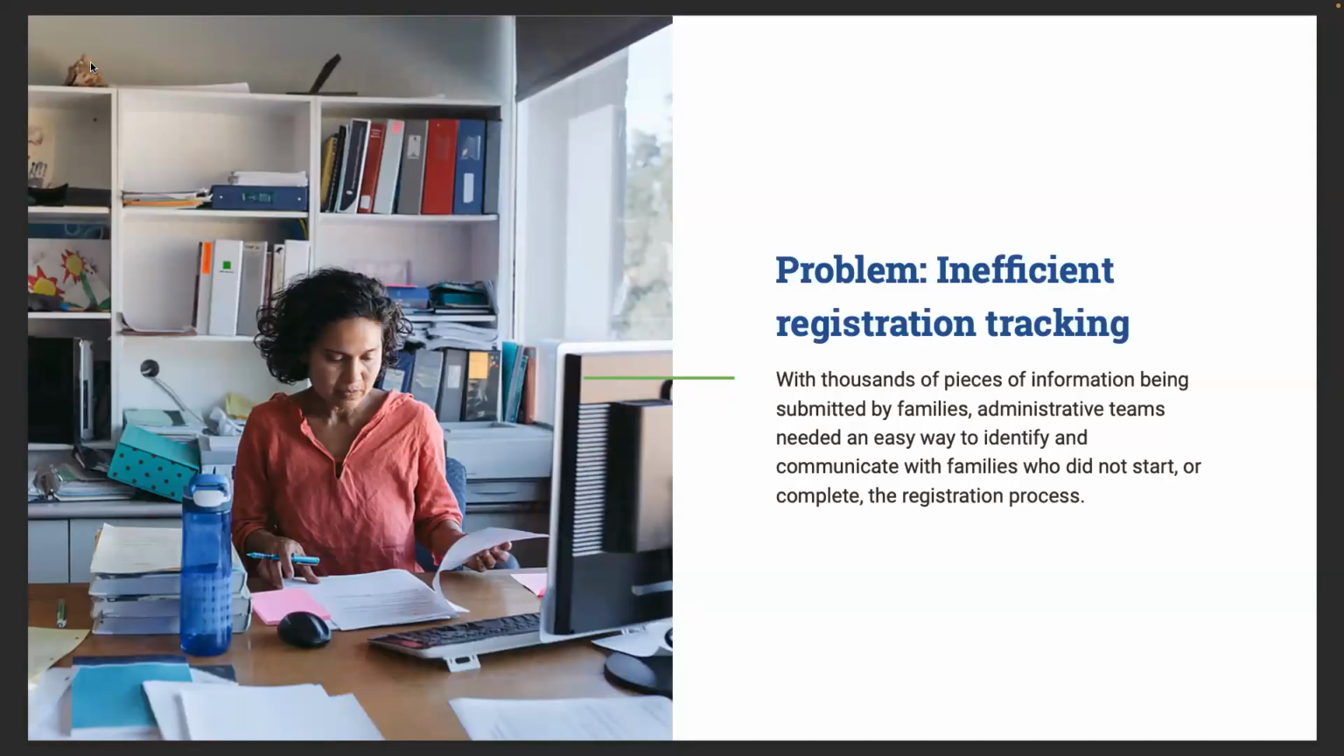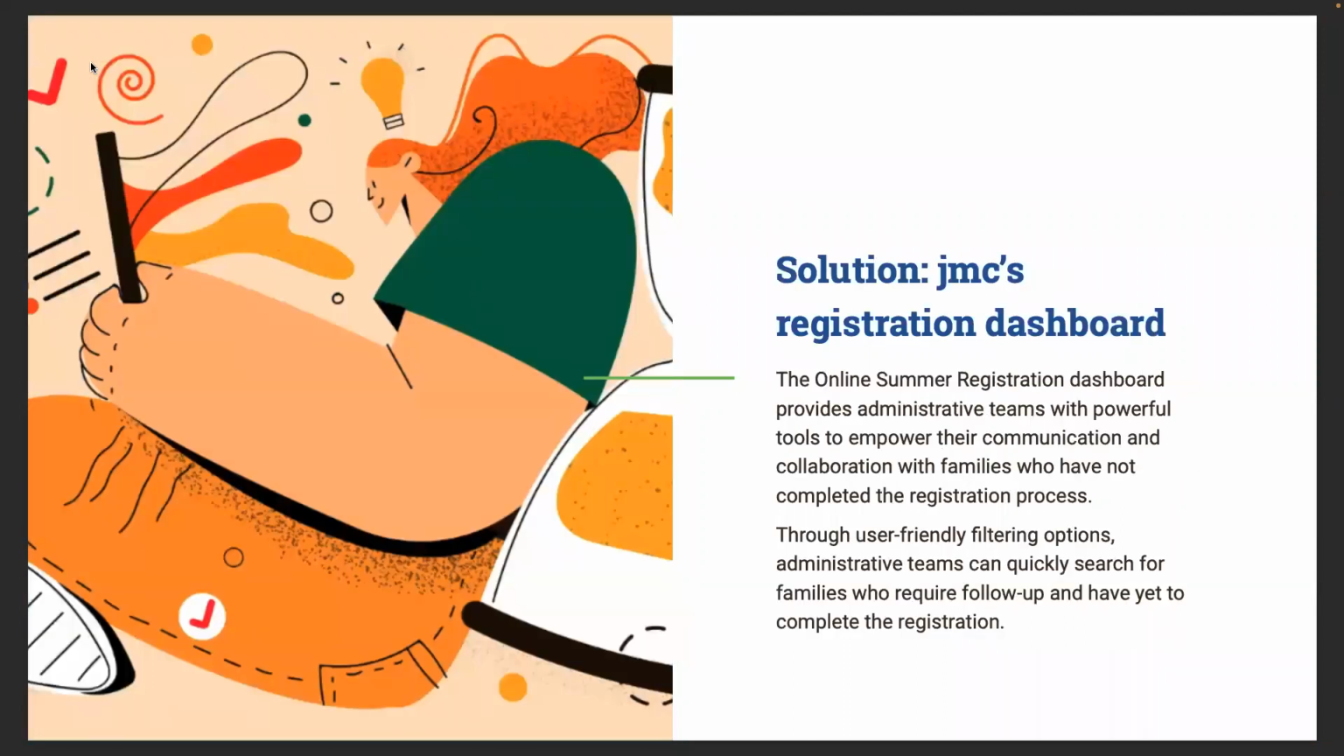Well, a problem that people have experienced is inefficient registration tracking. Who's signed up? Who's turned this in? Who's done that? So with thousands of pieces of information being submitted by families, administrative teams needed an easy way to identify and communicate with families who did not start or complete the registration process. A solution is JMC's registration dashboard.